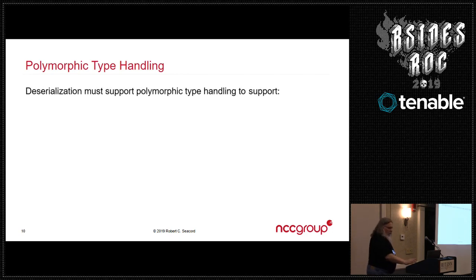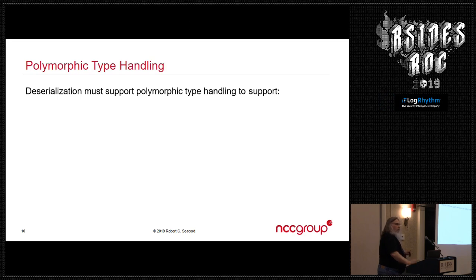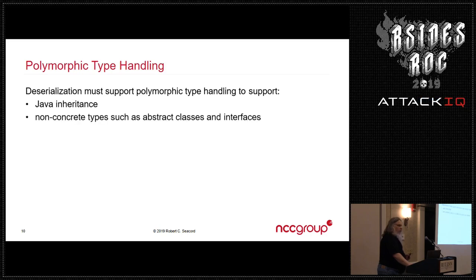So I mentioned polymorphic type handling. It's probably the fanciest phrase I use in the talk. But basically, this supports two things. It supports Java inheritance, and it supports non-concrete types such as abstract classes and interfaces. And so without polymorphic type handling, the deserialization mechanism wouldn't be able to differentiate between two subclasses of a superclass, and so it would wind up instantiating an object of the superclass.